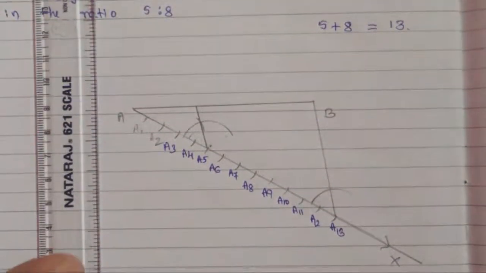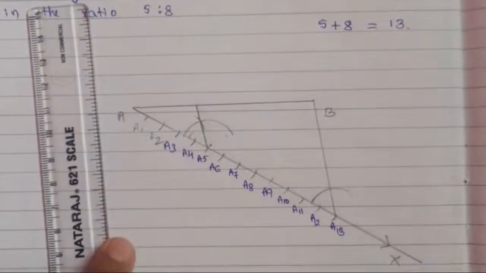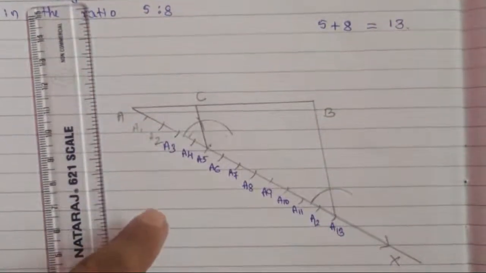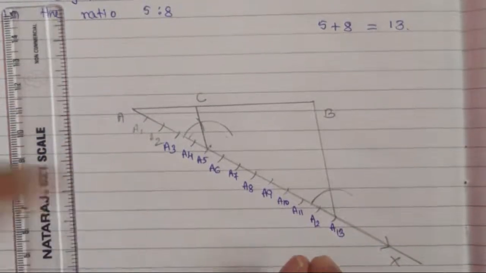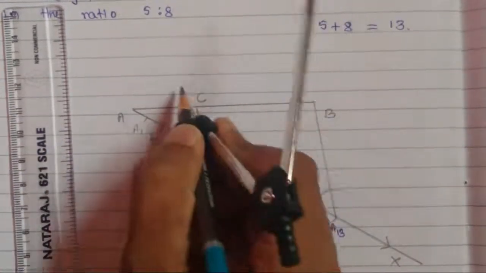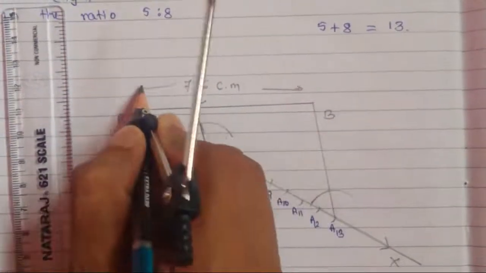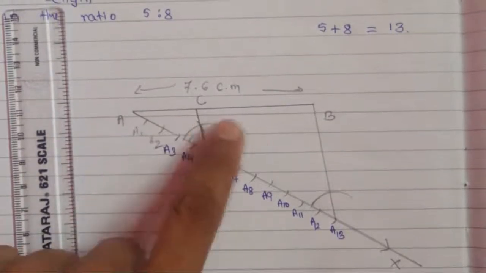These two lines will be parallel to each other. I will call this point C. So now the total length is 7.6 centimeter, divided into two parts, that is AC and BC.